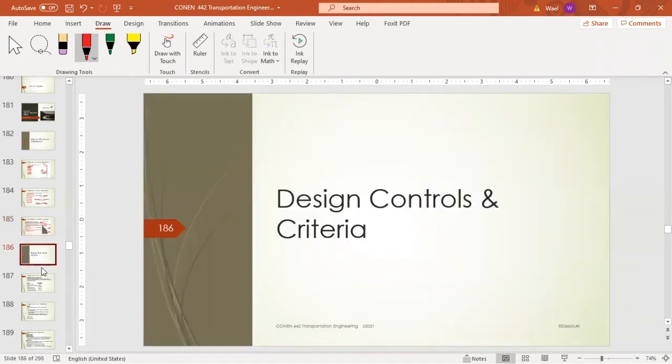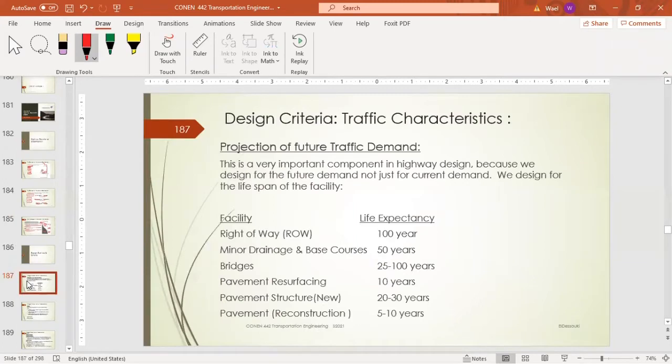Okay. So now, before we start on design, we need to understand the design controls and the design criteria. So first of all, similar to structural engineering, what is the design load and what is the planning horizon for us? So this is the projection of future traffic demand.